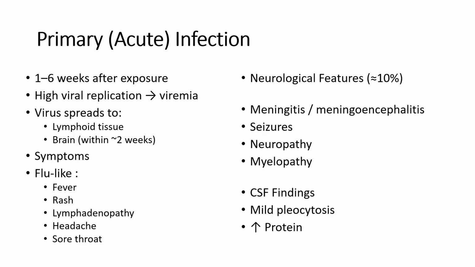Coming to acute infection, it lasts 1 to 6 weeks after exposure. There is high viral replication leading to viremia. The virus spreads to lymphoid tissue and the brain within 2 weeks. The patient will present with symptoms like fever, rash, lymphadenopathy, headache, and sore throat. Neurological manifestations can be in the form of meningitis, meningoencephalitis, seizure, neuropathy, and myelopathy. CSF may show mildly elevated proteins and mild pleocytosis.